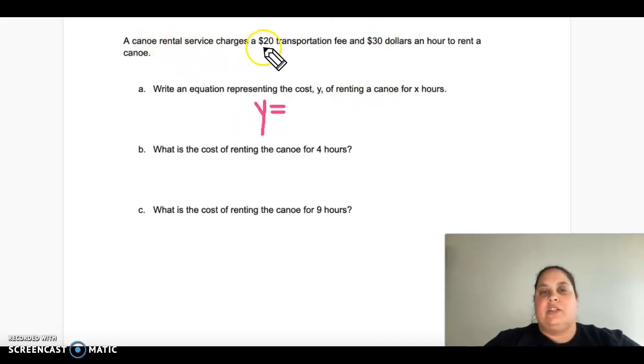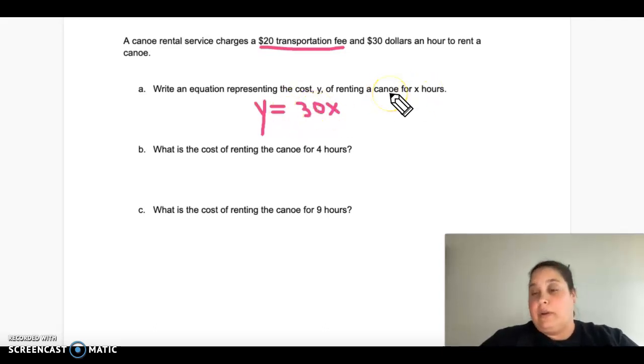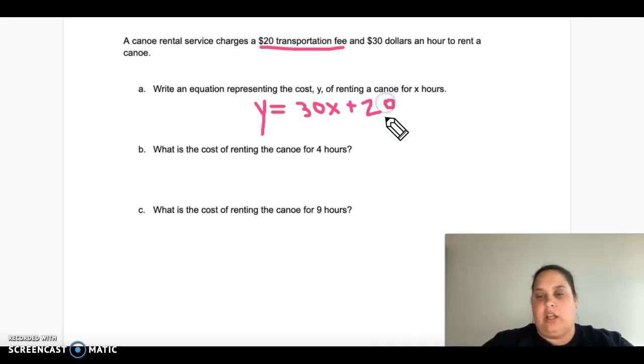Okay, well, up here it says there's a $20 transportation fee. Well, it doesn't seem like you're going to be paying $20 often, just once. Just one service charge of $20. So this is just going to be one fee. Whereas it says $30 an hour, which means for every hour it's going to be $30 more. So we are going to take that $30 and we are going to multiply it by x, which represents the number of hours. Then from there, we are going to add on to that $20 fee. It's just $20 at the end.